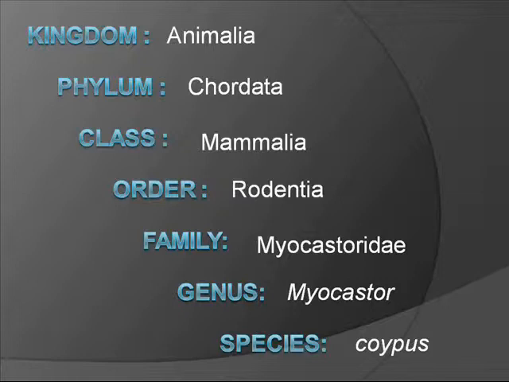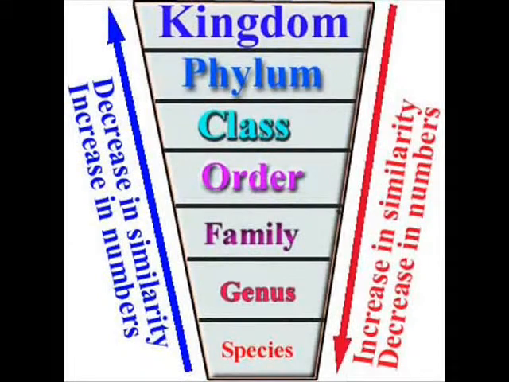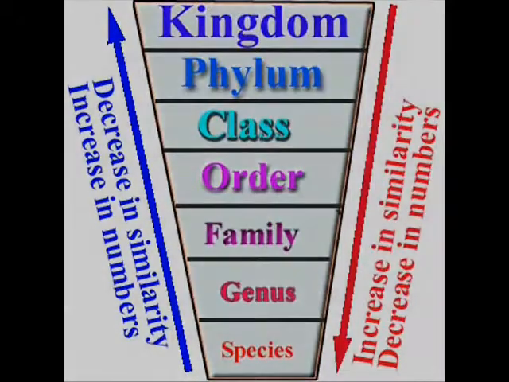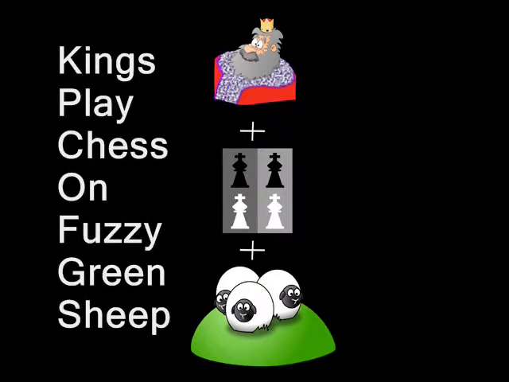The domain is the largest group and is always the first one you start with when you're classifying an organism. There are three domains that are important in biology: Eukarya, Archaebacteria, and Eubacteria. From there, you can divide these groups into smaller and smaller groups until you arrive at the species. The order of taxonomic groups goes like this: domain, kingdom, phylum, class, order, family, genus, and species. An easy way to help you remember this is to memorize the line, Danish kings play chess on fuzzy green sheep. Every living thing on Earth can be placed into this taxonomic system, even you.